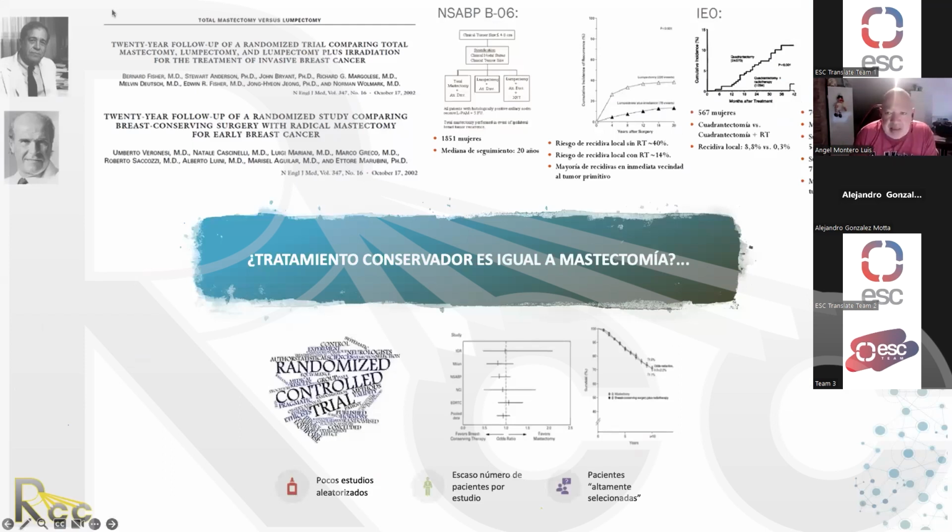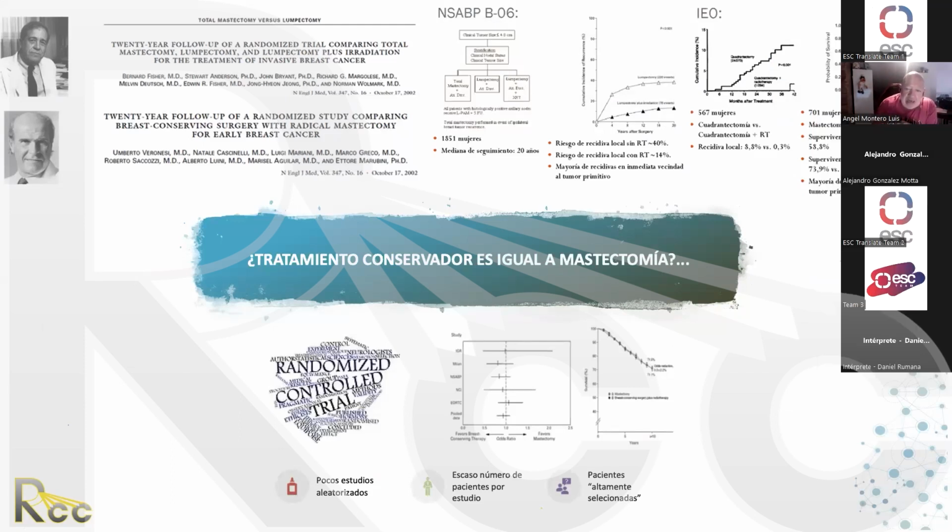This idea was taken up by Bernard Fisher and Umberto Veronesi in the 80s, and they started working and demonstrated that conservative treatment, partial surgery plus radiotherapy, was similar to mastectomy in terms of survival rates at 5, 10, and 15 years. This led to many more studies and meta-analyses, and they realized that yes, apparently there is a relationship between mastectomy and conservative treatment. And careful, this is partial surgery plus radiotherapy. It's not just partial surgery.